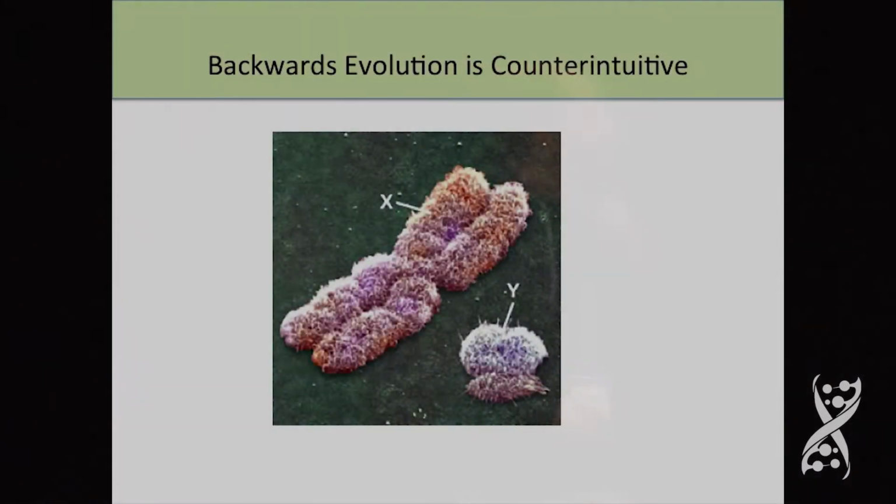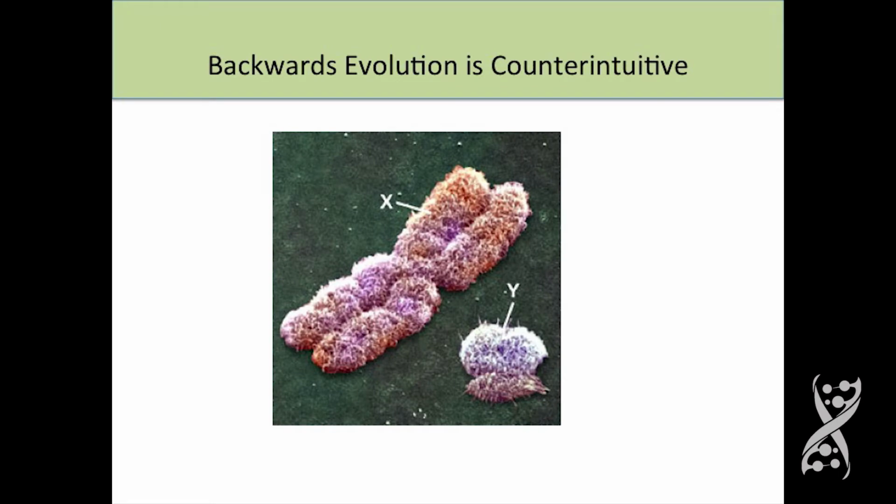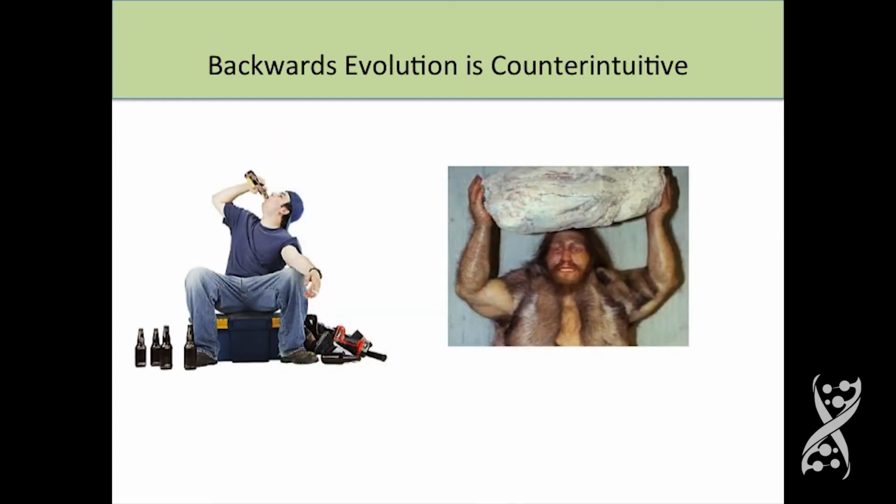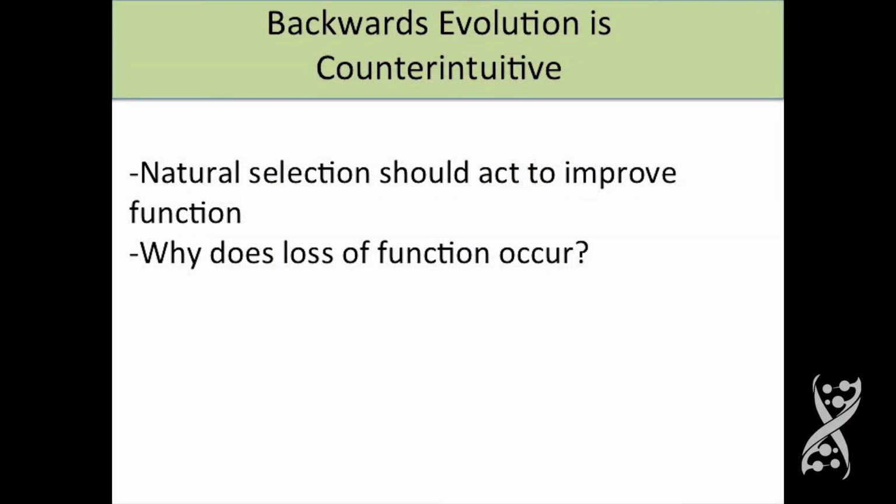Okay? All right, so in many ways, this is sort of counterintuitive. Why should evolution proceed in this backwards direction where you get sort of loss of constraint? Now, some people might argue, well, if we think about males, maybe thinking of them as having a degenerative chromosome where they've evolved backwards may not be so surprising, but I would still attest that it is somewhat counterintuitive. So natural selection should act to improve function. So why does a loss of function occur? How do we get these sorts of events?